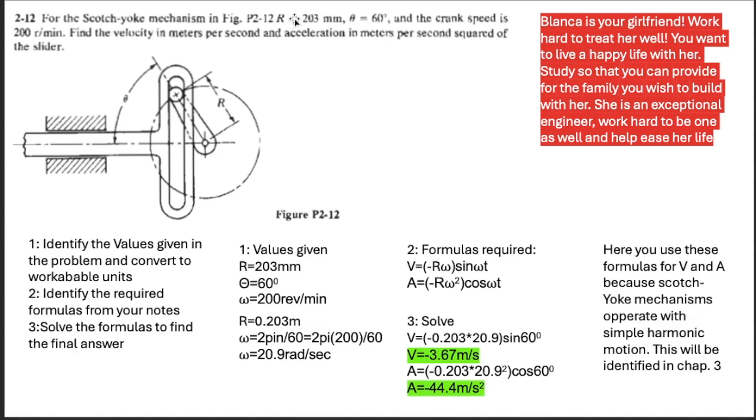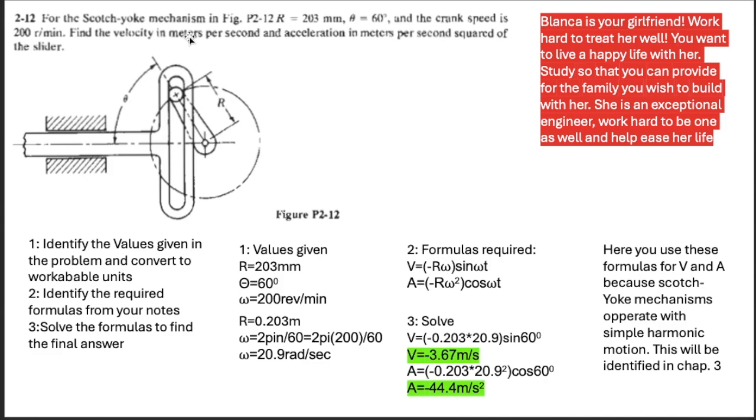You're going to find, as it's explained here, you want to identify the values given in the problem and convert them to workable units. Because sometimes you want to use radians rather than degrees, and you'll prefer to use meters. You'll also often want to switch away from revolutions and change them to radians.